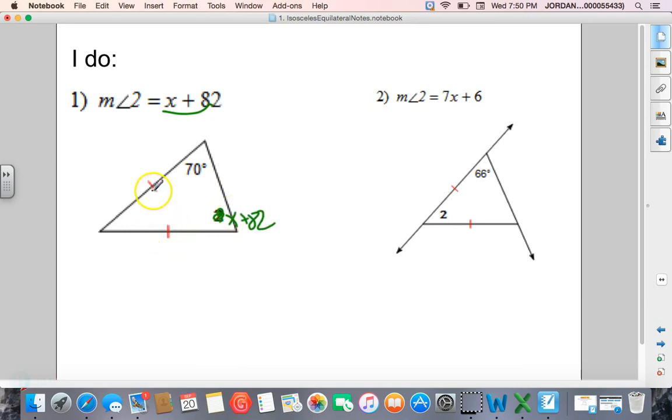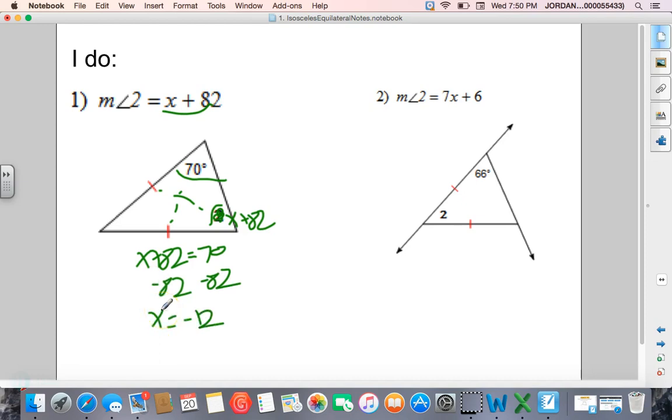So if these sides are the same, then the opposite angles must also be the same. So x plus 82 equals 70. Subtract your 82. So x equals negative 12. And remember, x can be negative, that's okay, because x doesn't necessarily have to be the angle. Right here, x plus 82 is the angle. So as long as you plug it back in and get a positive angle, you're fine.